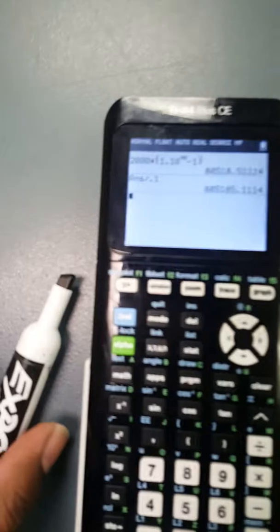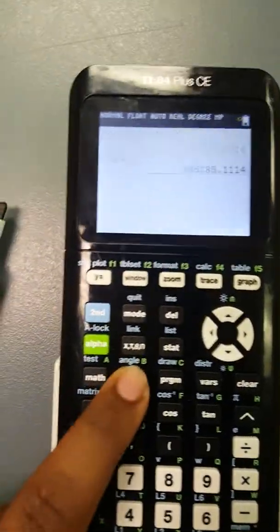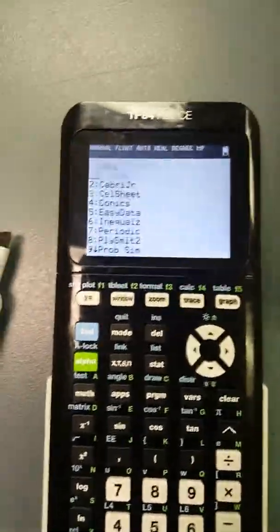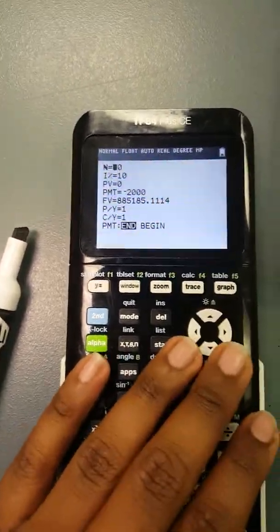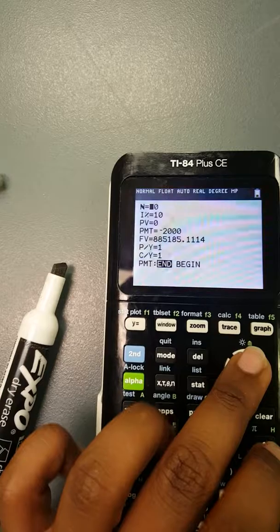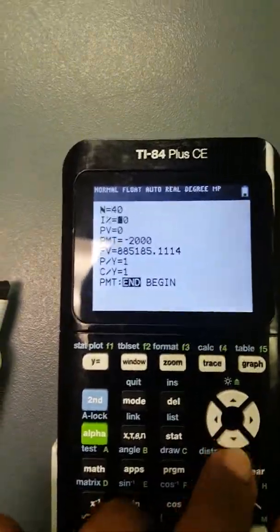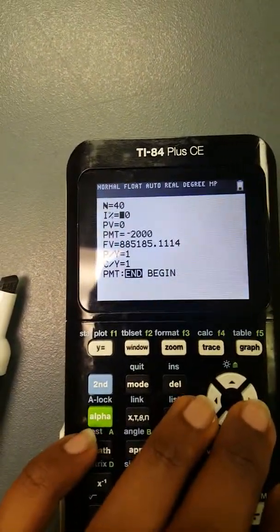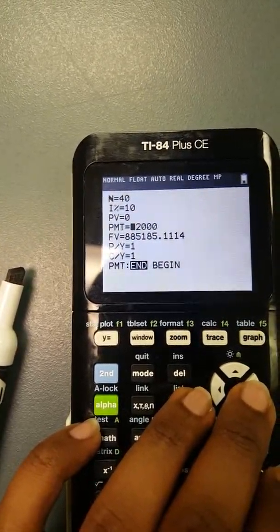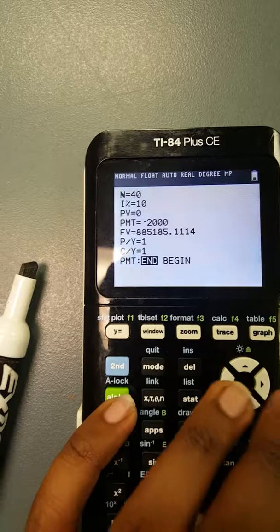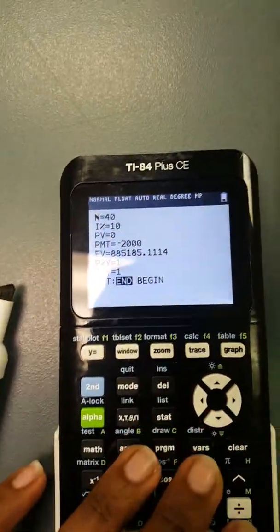If you have a TI-84 like I do, you can go to Apps, Finance, TVM Solver. Now see, I already started it, but let's start from the beginning. I have my N equal to 40 years, my interest equal to 10%, the whole round. Present value is 0. We're paying $2,000, so it's going to be negative outflow of cash. And here you'd hit solve.